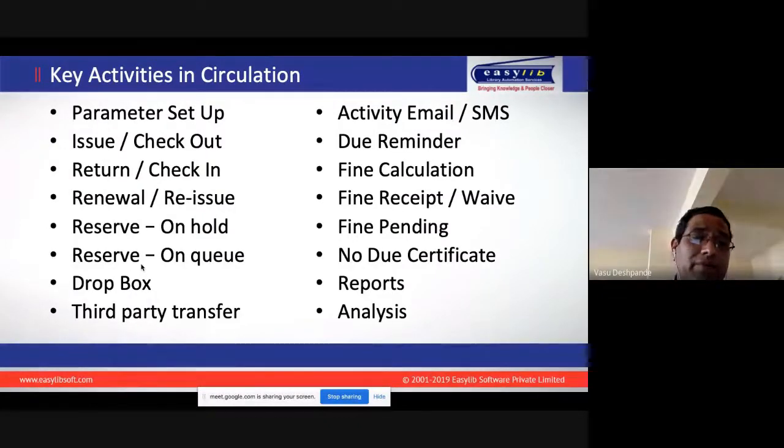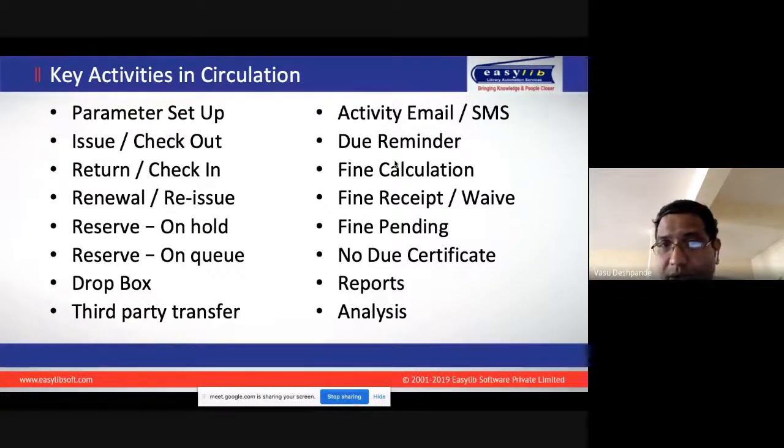The third-party feature is what we discussed earlier: one party sends the book to another. Then you have the activity email. As soon as I issue a book, an email should go. If I return a book, an email or an SMS should go. Then you have the due reminders. They can be either manual or automatic. Every day the software can send these due reminders. That's another thing. Then the fine calculation happens.